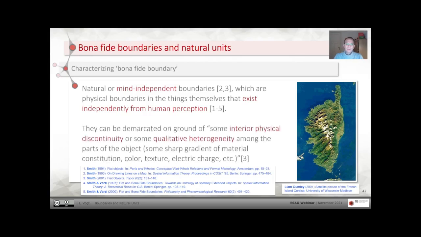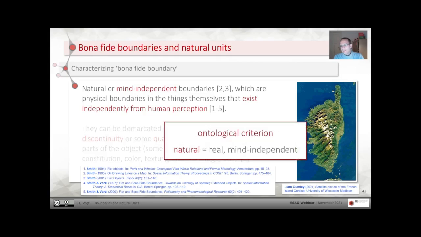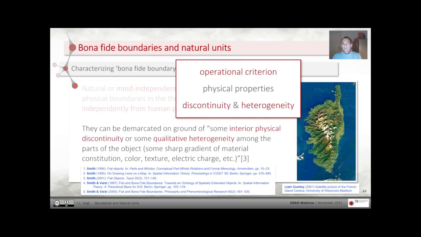And the second criterion, so there are two criteria. The second criterion is that they can be demarcated on ground of some interior physical discontinuity or some qualitative heterogeneity among the parts of the objects, like for instance a sharp gradient of material constitution, color, texture, and so on. This first criterion is an ontological criterion that says natural means real and mind independent. And the second criterion is more an operational criterion and a diagnostic criterion that can be practically applied. And that refers to physical properties of discontinuity and heterogeneity.